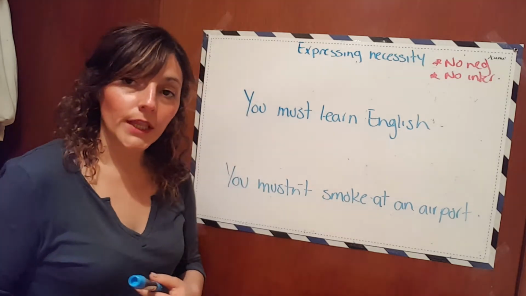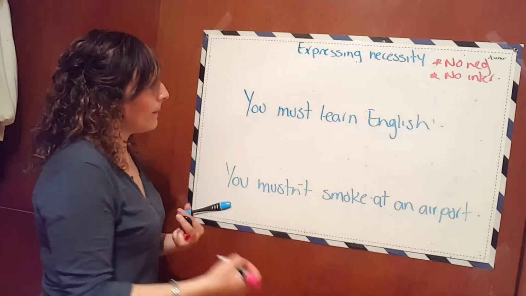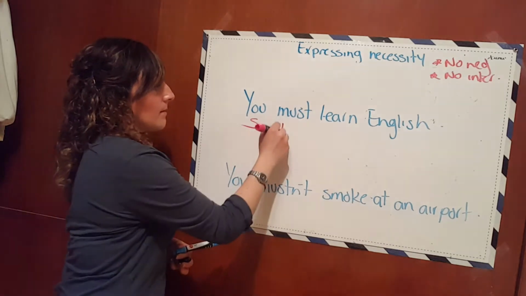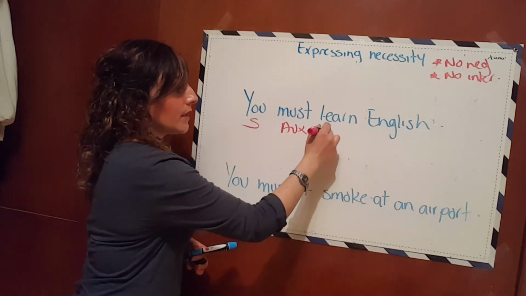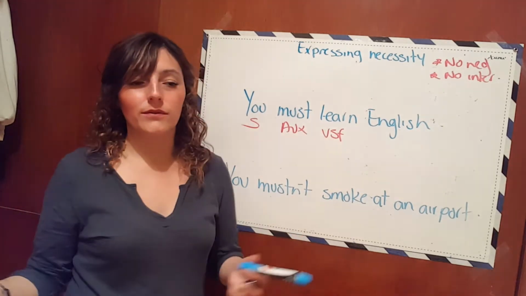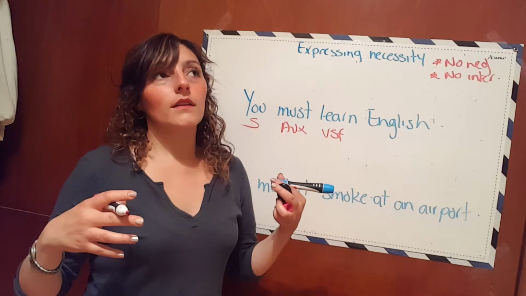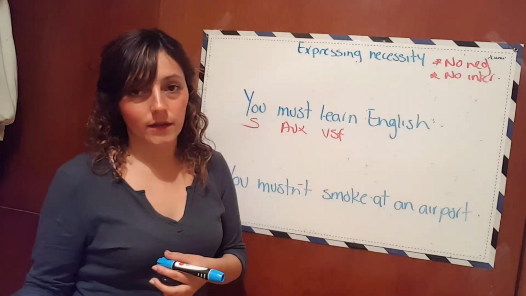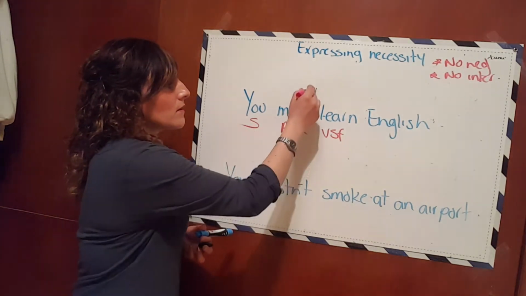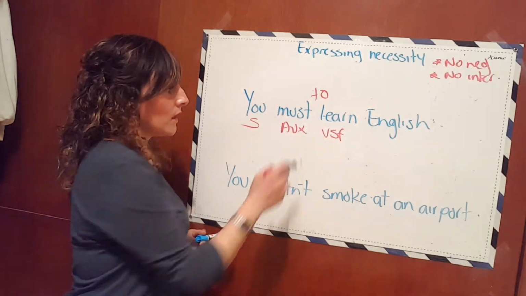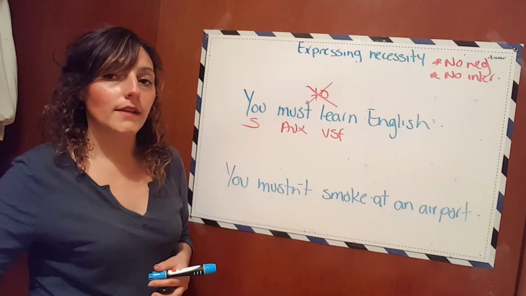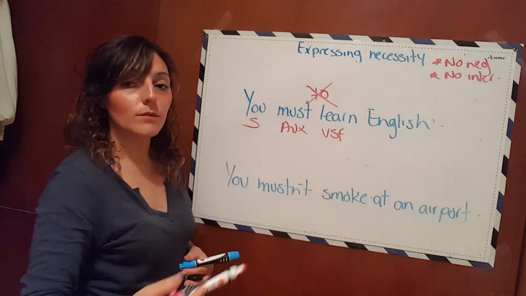So for this, I just have an affirmative idea. You is my subject. Must is my auxiliary. And learn is my verb in simple form, right? We normally use verbs in simple form, which refers to something we don't conjugate, okay? So many students tend to say you must to learn. Must is an auxiliary, so to is not necessary because we are using the verb in simple form.